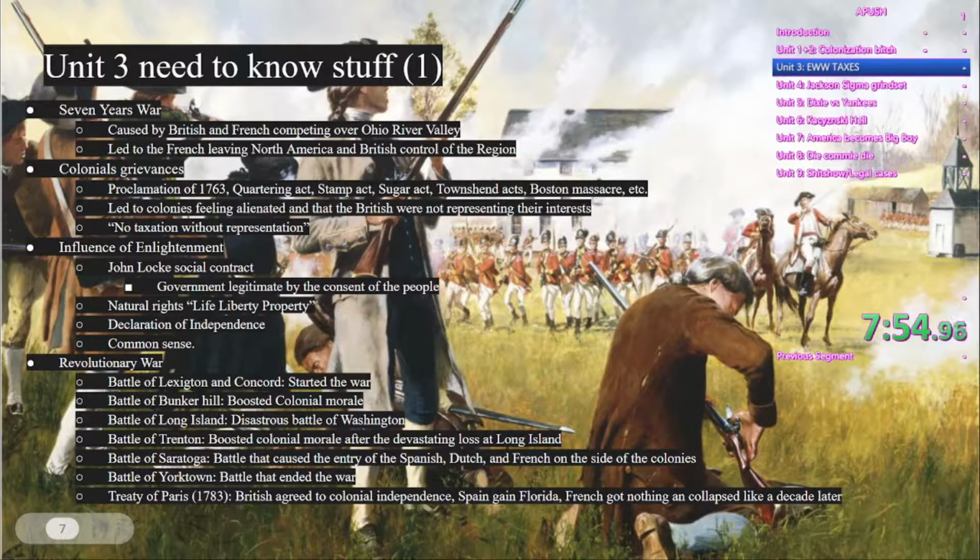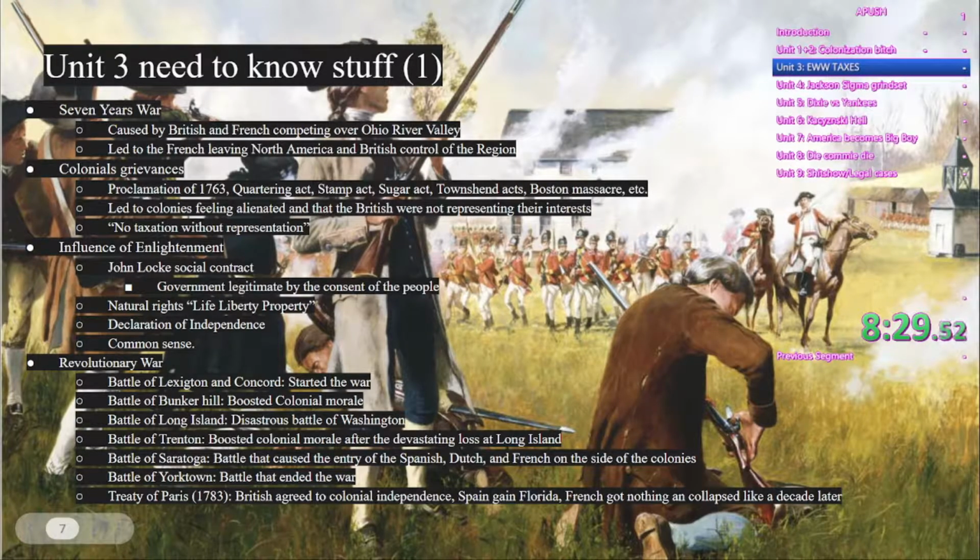Now, the Revolutionary War: you pretty much only need to know certain battles and their effects. That would basically be the Battle of Lexington and Concord, which started the American Revolution. The Battle of Bunker Hill boosted colonial morale. The Battle of Long Island was a disastrous battle for Washington and almost destroyed the Continental Army. The Battle of Trenton boosted colonial morale after a devastating loss at Long Island.